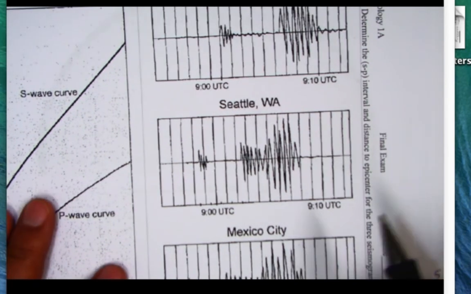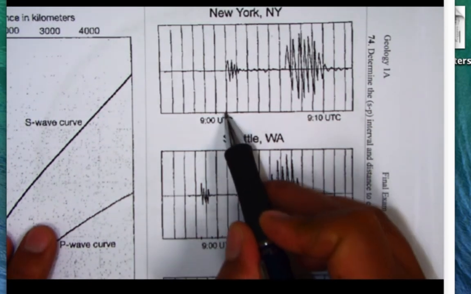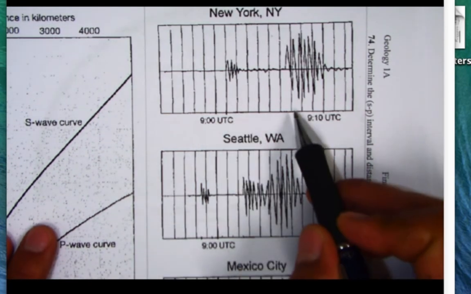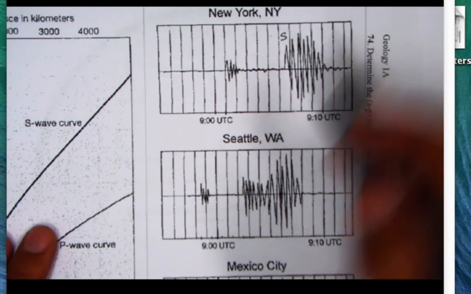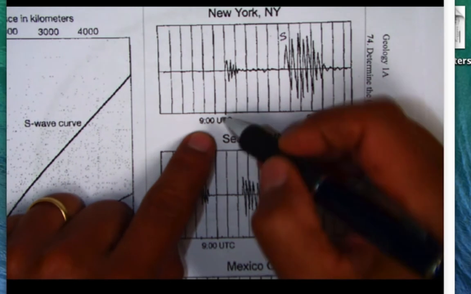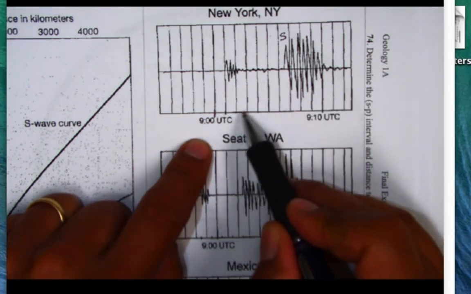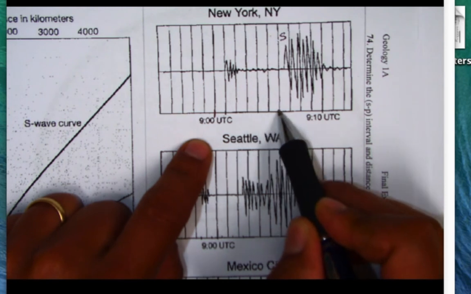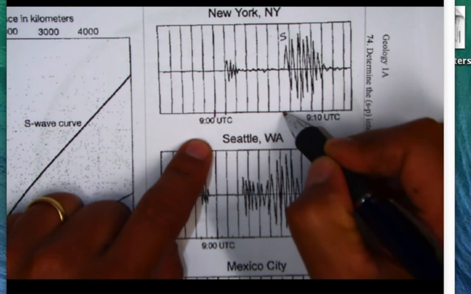On these seismograms, each one of these is a minute. For example, this will be the S wave for New York. The S wave arrived at 9 after the hour, which is right here. That's 9. So 9:01, 9:02, 9:03, 9:04, 9:05, 9:06 and a half. So it would arrive right at 9:06 and a half.